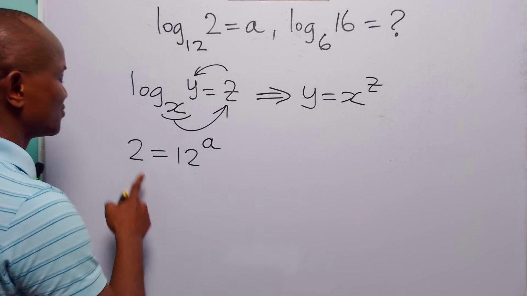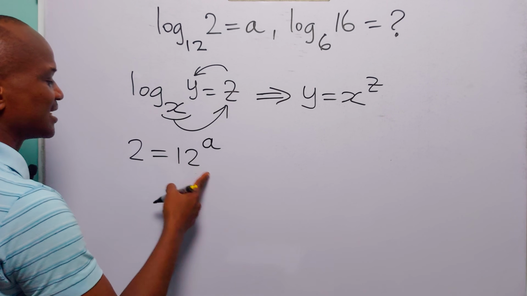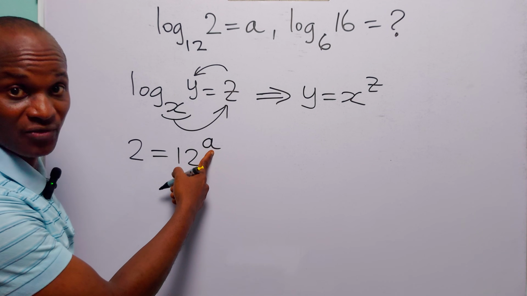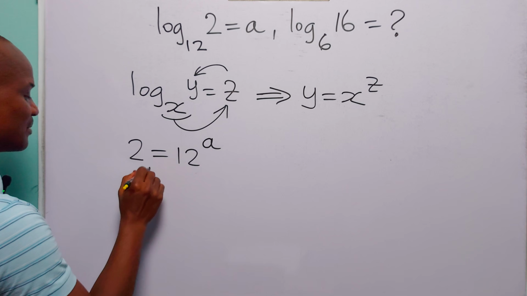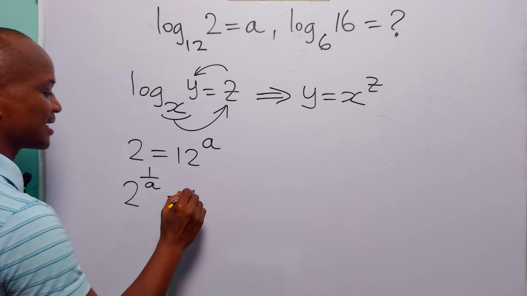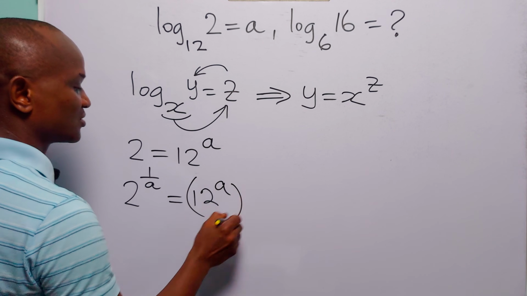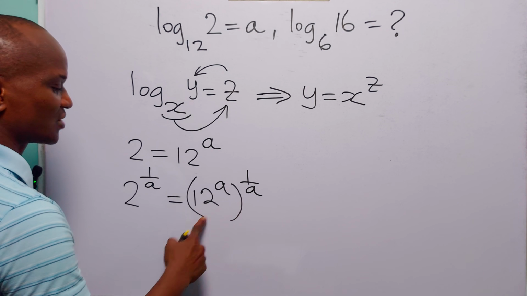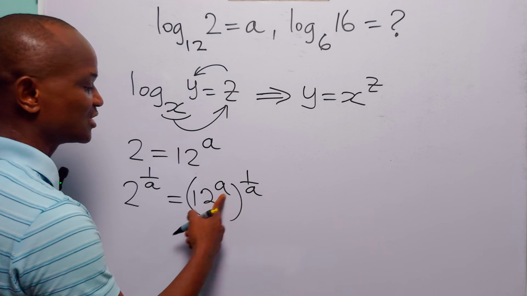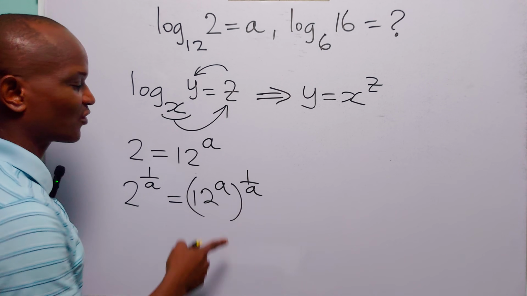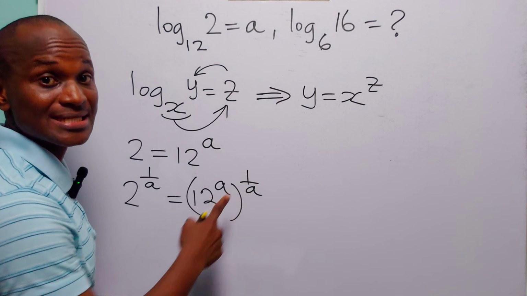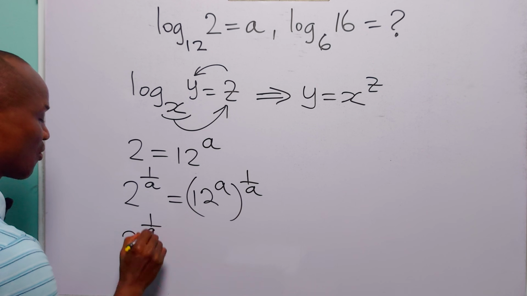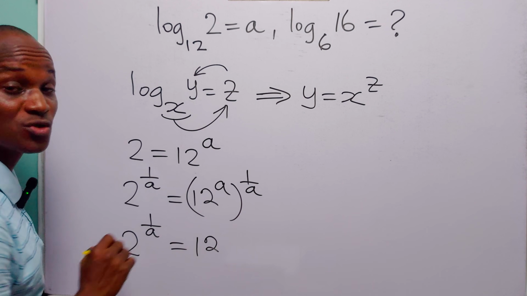Now, the next thing we are going to do is that we will raise both sides of this equation to the power 1 over a. That is the reciprocal of this. So we have 2 to the power 1 over a is equal to 12 to the power a, to the power 1 over a. Now, from our laws of indices, you know that for us to get rid of these brackets, all we need to do is to multiply these two powers. And of course, a times 1 over a is equal to 1. So we have that 2 to the power 1 over a is equal to 12.